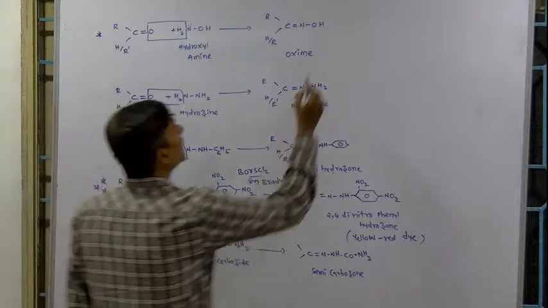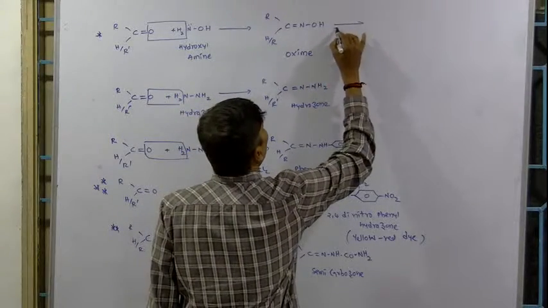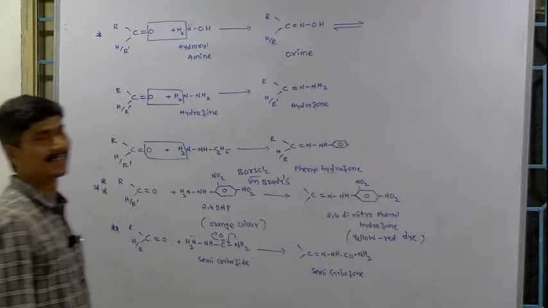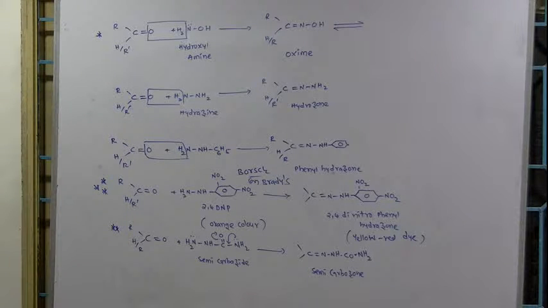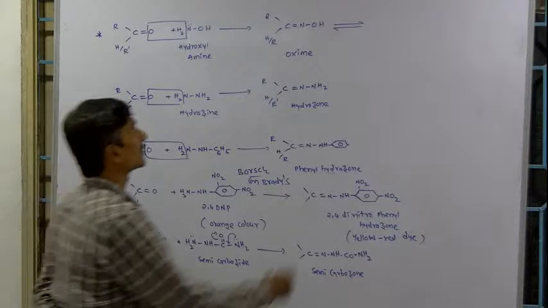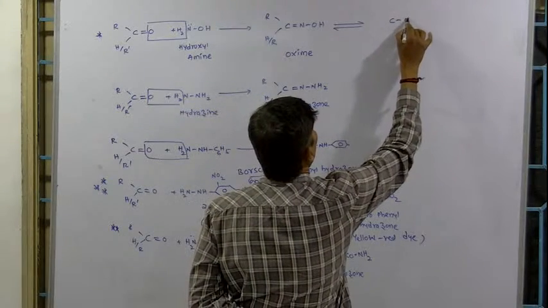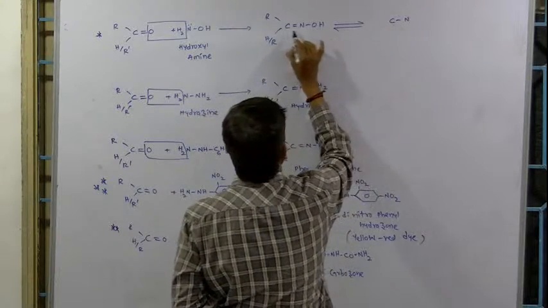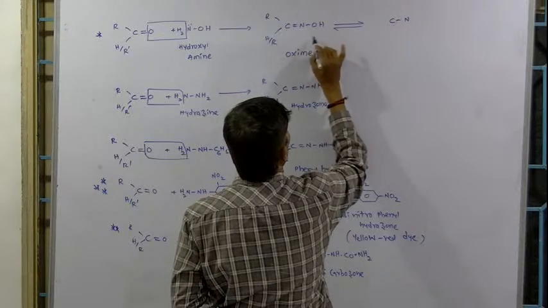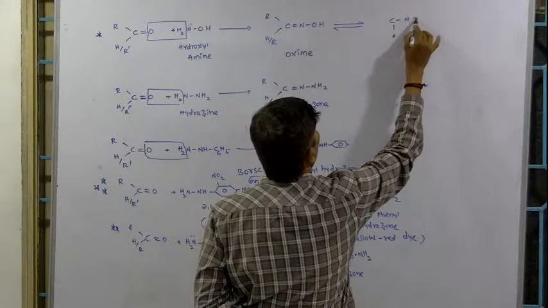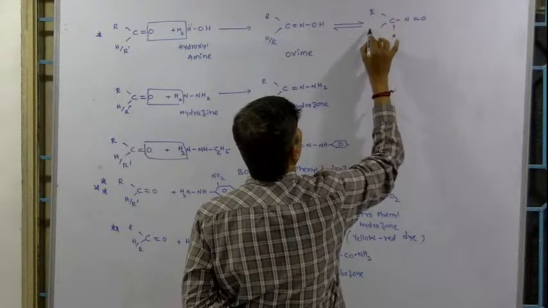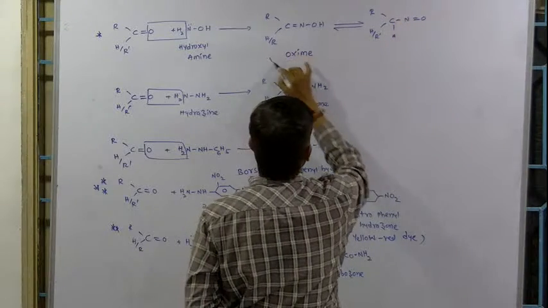If anybody asks, if this compound goes for tautomerization, what will the product be? Nitroso compound. That means it converts into what now? It's a double bond now, right? So this hydrogen will be exchanged between these two. It converts into a nitroso compound. A possible question.